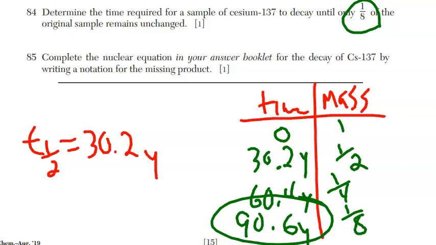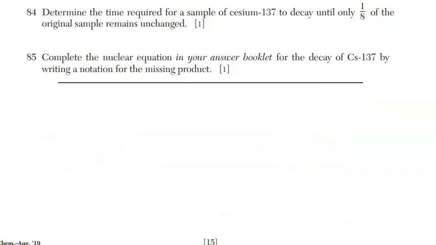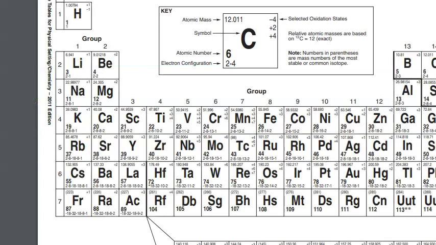For 85, you're asked to complete the nuclear equation in the booklet for the decay of cesium-137. Let me show you it here. Let's just clear this out. I have cesium-137. You may be given the atomic number, you may not. Of course, for isotopes, the number of neutrons can change, but the number of protons do not. All right, for cesium, we have 55 as the atomic number.